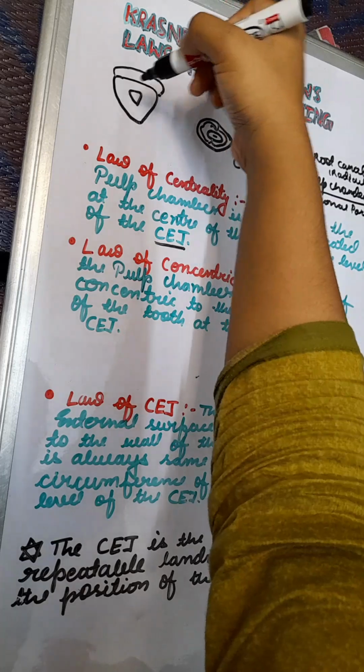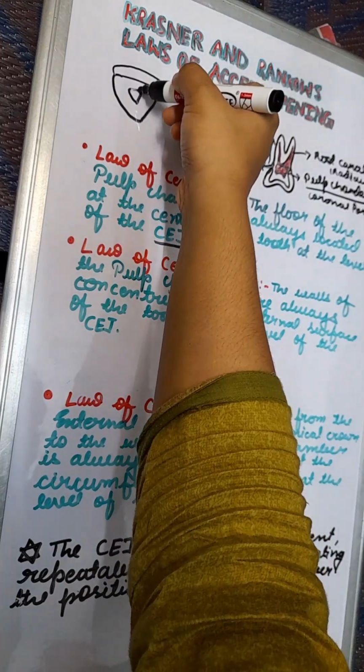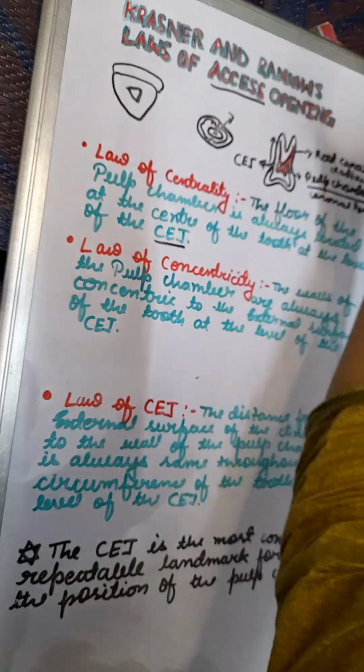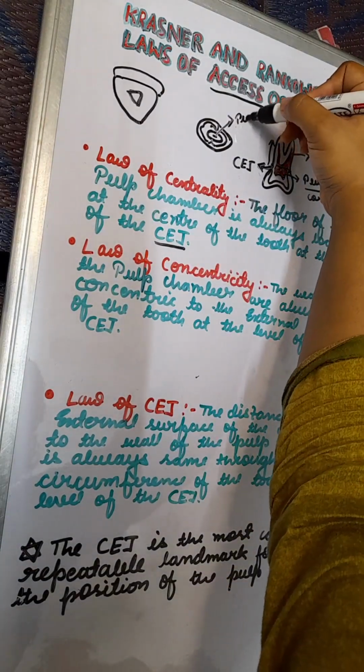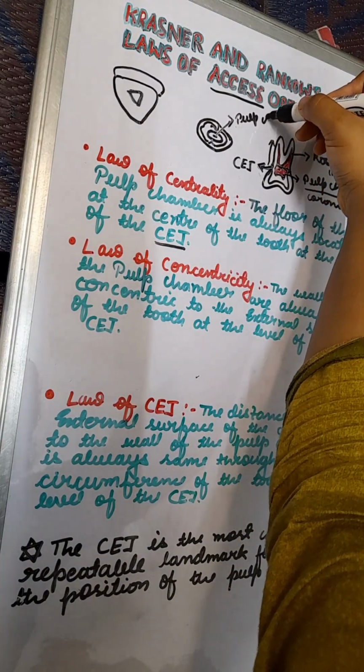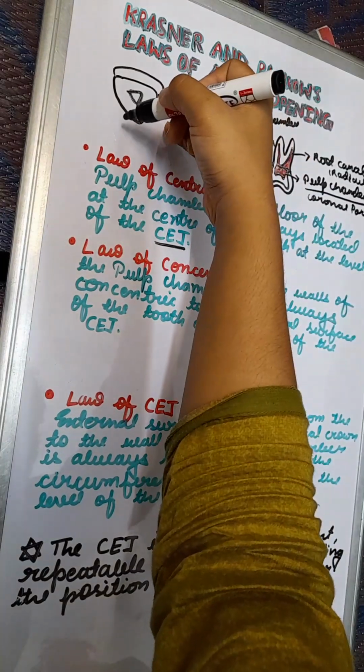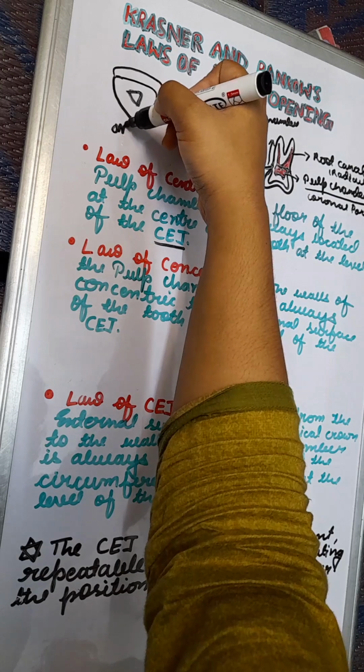So, this is the central portion of the tooth, and the pulp chamber is located in the center of the tooth. Pulp chamber. This is the occlusal portion of the anterior tooth.